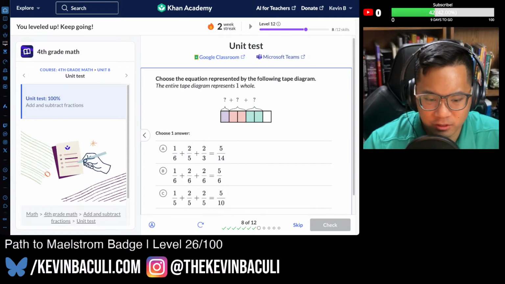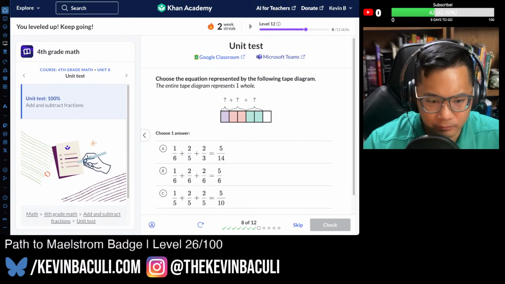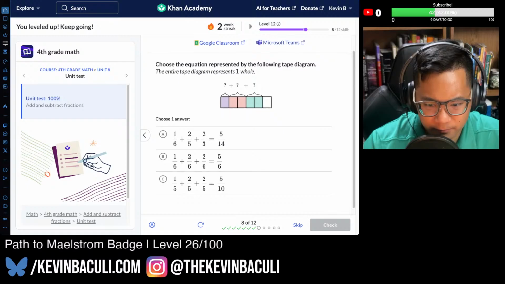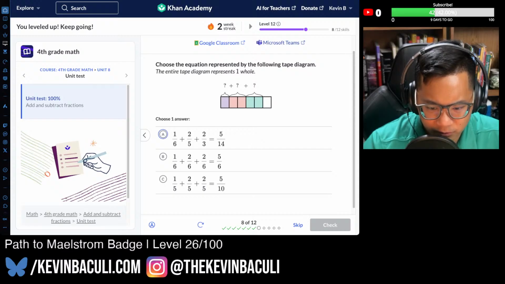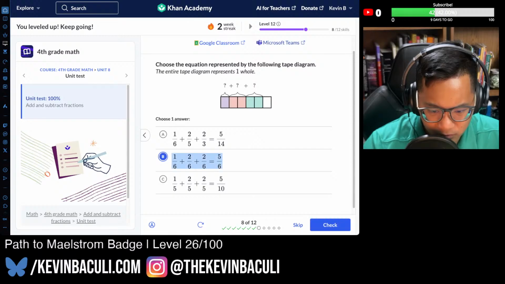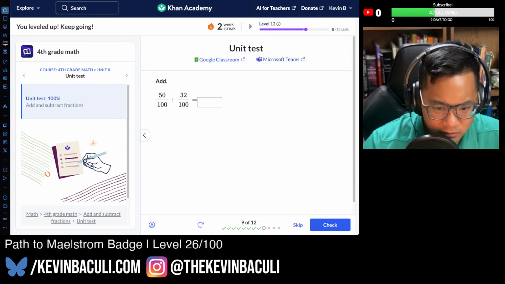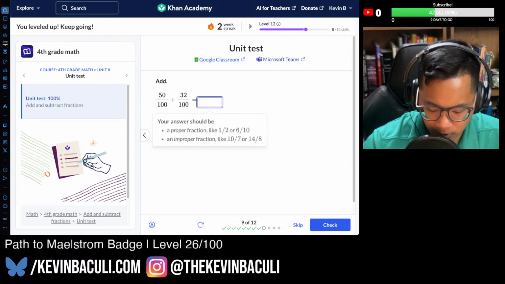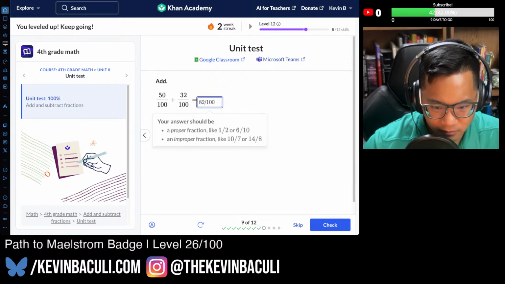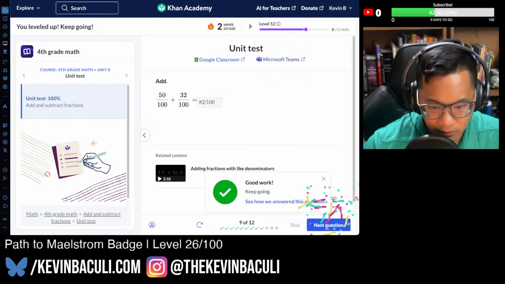Dang, my lips are so dry. Choose the equation represented by the following tape diagram. So this is divided in 6 pieces. So we have 1/6 plus 2/6. Yep. Let's see. What happens if I don't simplify it? Oh, okay.